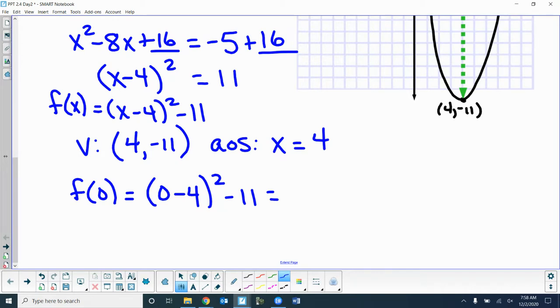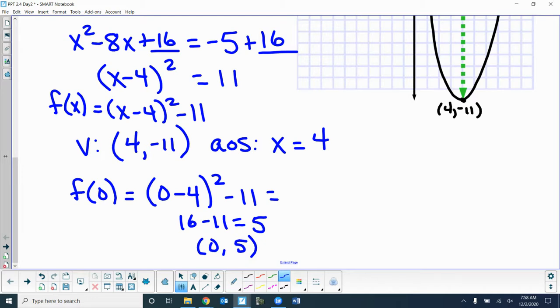So negative 4 squared would be positive 16, right? So you get 16 minus 11, which is 5. So that means your y-intercept is (0, 5), like we got. So we can graph it. So we have (0, 5) again. We have (4, -11) again. And then we can find that (8, 5). Right? So you can do it either way.